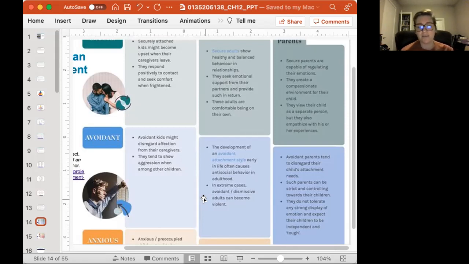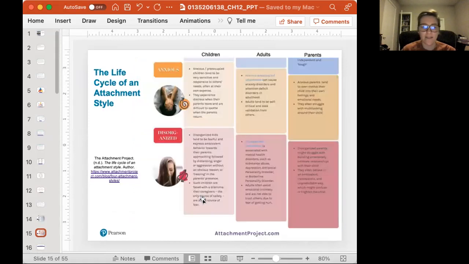So in extreme cases, avoidant and dismissive adults can become violent. And then in the parental realm, avoidant parents tend to disregard their child's attachment needs. Such parents can be strict and controlling towards their children. And they do not tolerate any strong display of emotion and expect their children to be independent and tough. Sorry about that. Every time I read a lot, I start to yawn. So excuse me. But yes, they don't tolerate strong displays of emotions and expect their children to be tough. Right. Okay. And looking at the next slide.